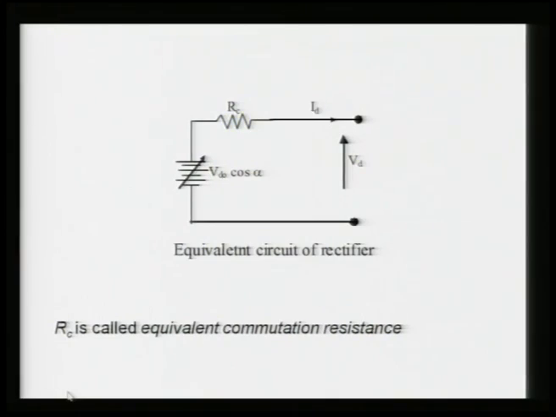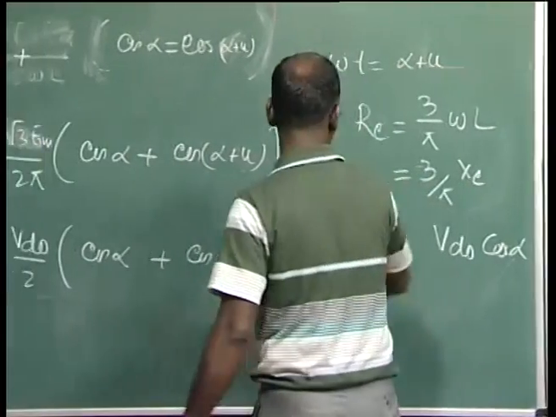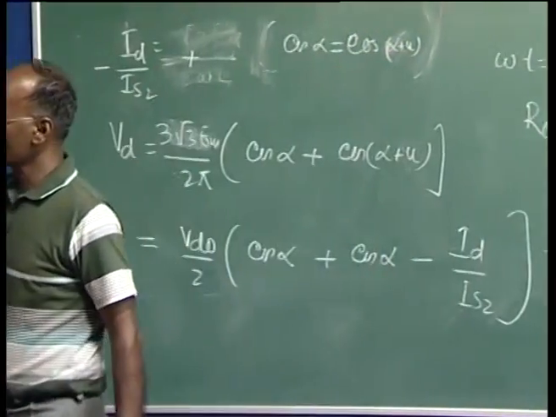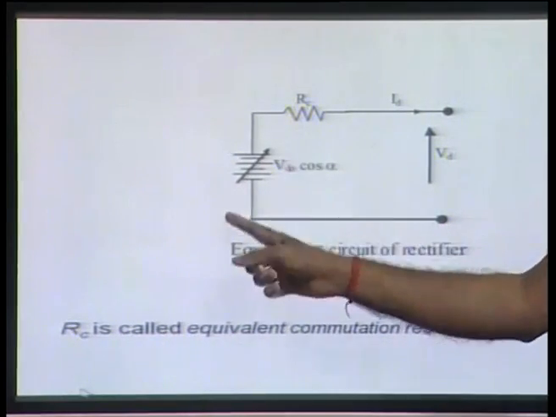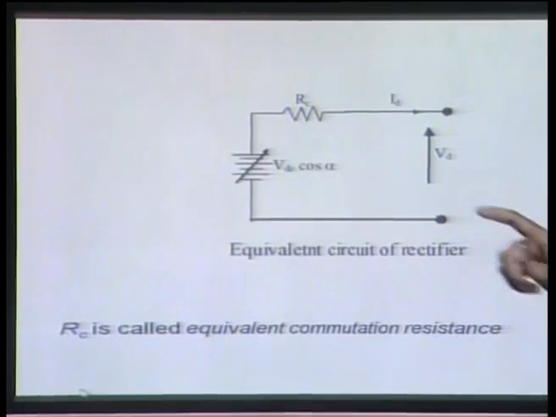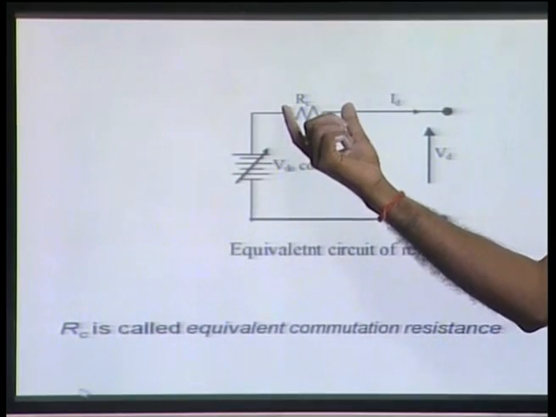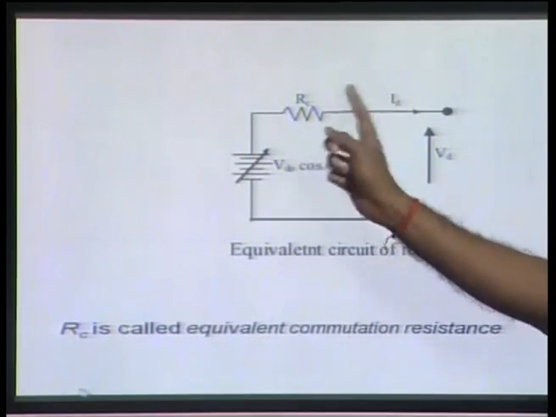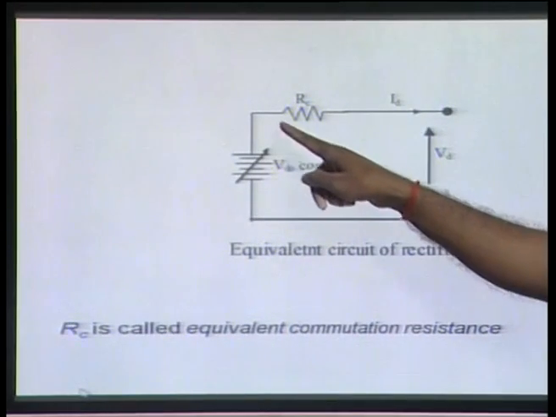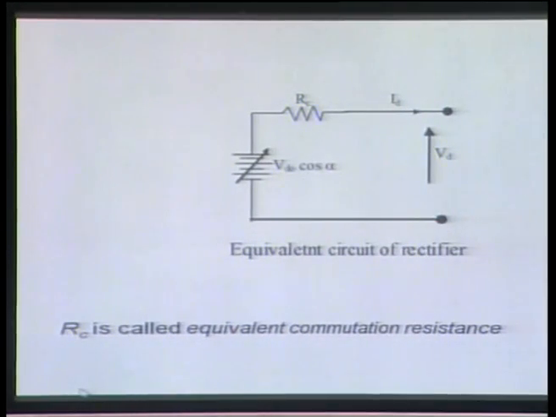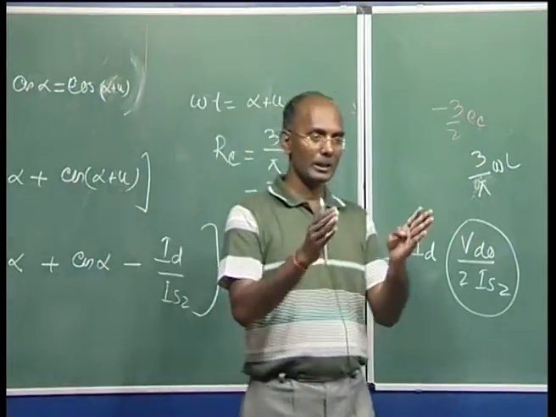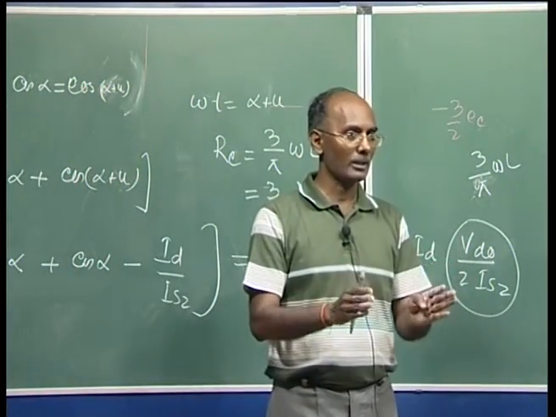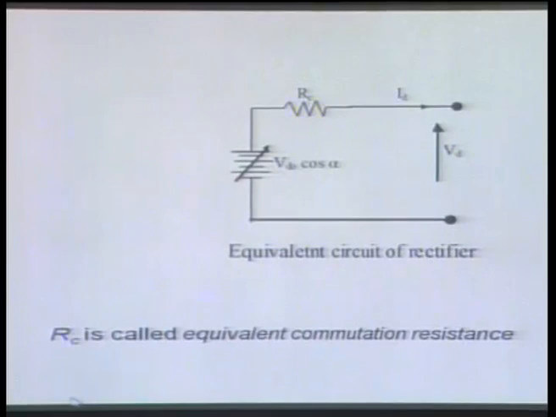I can draw the equivalent circuit of what we got here in terms of VD. So VD is VDO cos alpha. Why have I written the variable here? Because alpha is changing. So the DC output voltage is changing, minus the drop due to the commutation reactance resistance. So we can write VD as VDO cos alpha minus ID into RC, and this is the expression. So this is a one-end rectification circuit. Now, we are talking only about the rectifier till now, and the rectifier can be replaced by an equivalent electrical circuit.